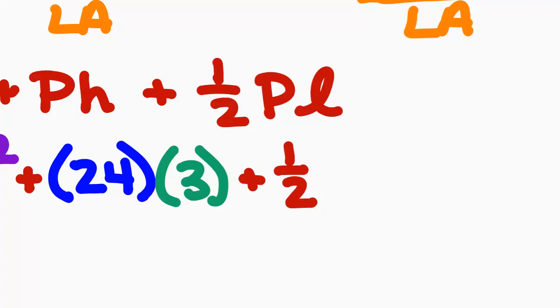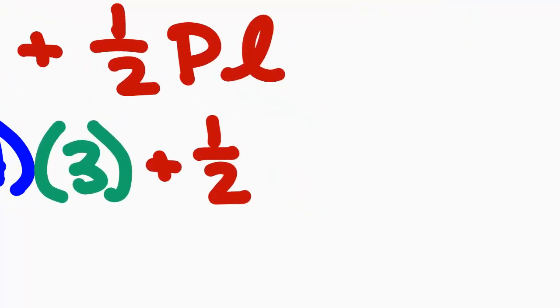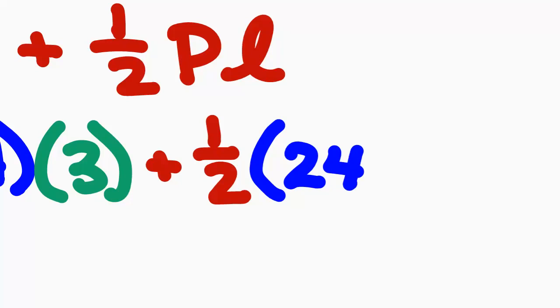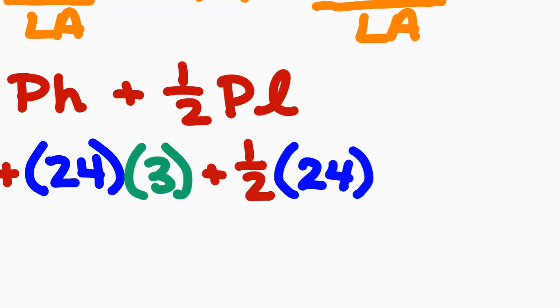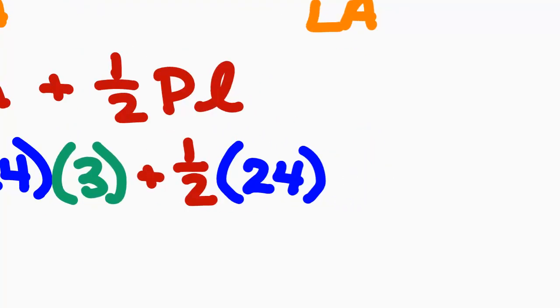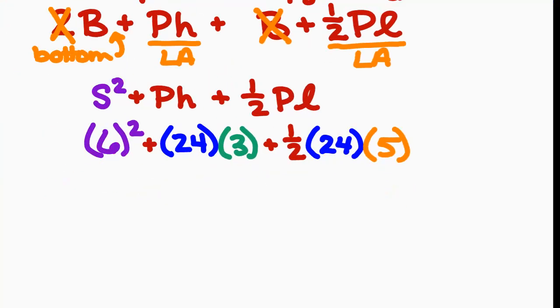Perimeter of the base of the pyramid, all the way around the base of the pyramid. 24. It's exactly the same as my rectangular prism because the bases on my rectangular prism are congruent and that pyramid is sitting exactly on top of it. No overhang at all. And then times my slant height. What's my slant height? 5.